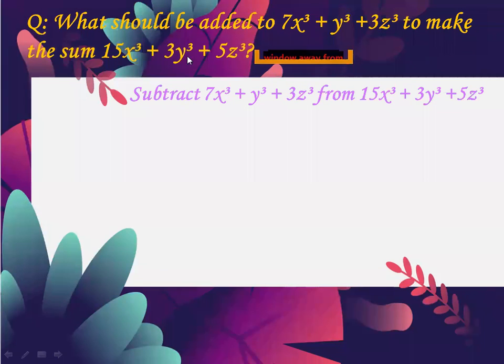Okay, now look here. What should be added to this expression? Okay, इस expression में क्या add करेंगे कि आपका answer ये आ जाए. So for this, what you will do? You will subtract your first expression. This is your first expression, 7x cube plus y cube plus 3z cube. इस expression को subtract करेंगे इस expression में से, यानी कि second expression में से.